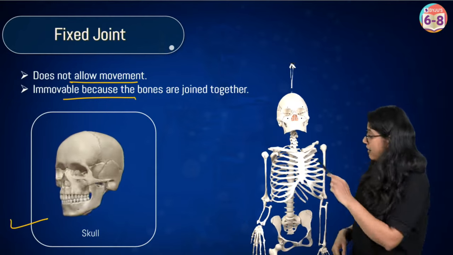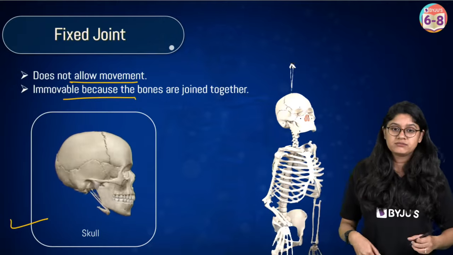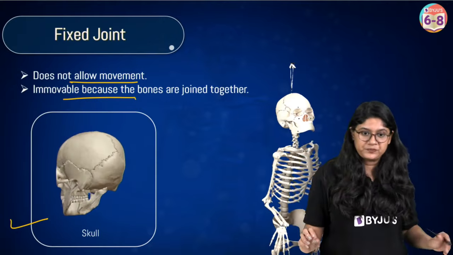Rib cage. So yeah, we have 12, and 12 on one side, basically.